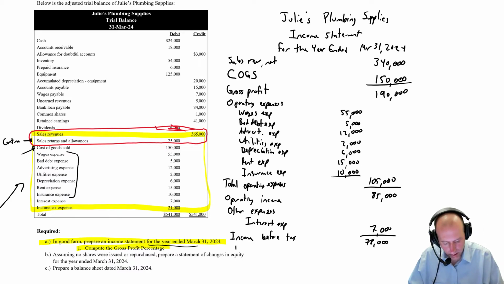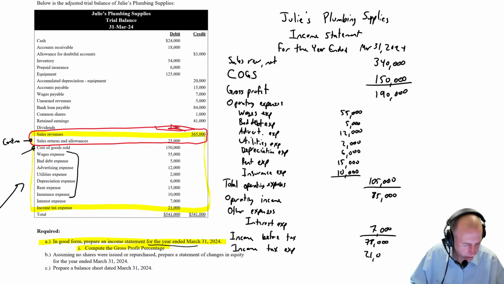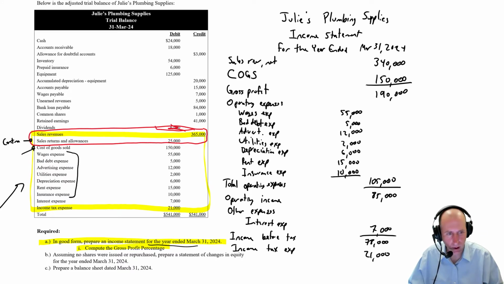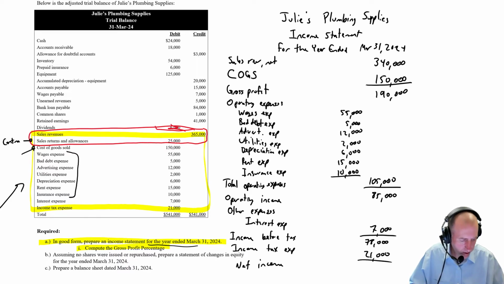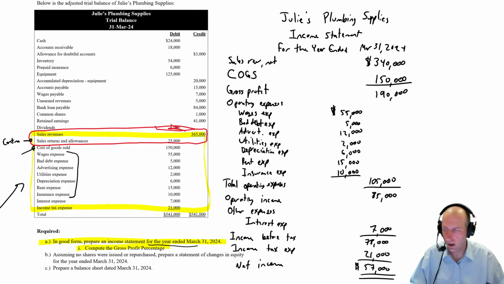And now our income tax. Our income tax expense was 21. And that brings us down to our very bottom line here. Our net income, 78 minus 21 is $57,000. That gets the old double underline, dollar sign at the top of each column, dollar sign beside the bottom line of the statement. And there we have it. We've got a good income statement.